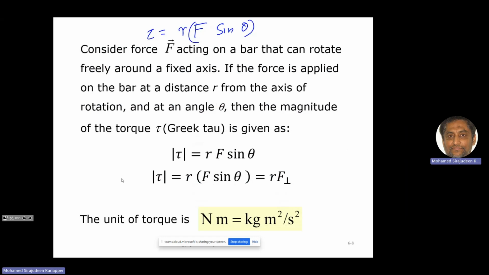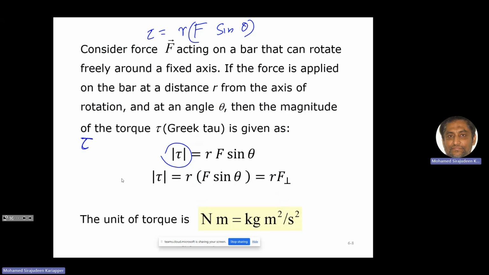So finally, we use this symbol for the torque, T-O-R-Q-U-E, torque. And it's a vector. Why is it a vector? We have direction, clockwise, counterclockwise. So we say counterclockwise is positive direction, clockwise is negative direction. Stick to that.